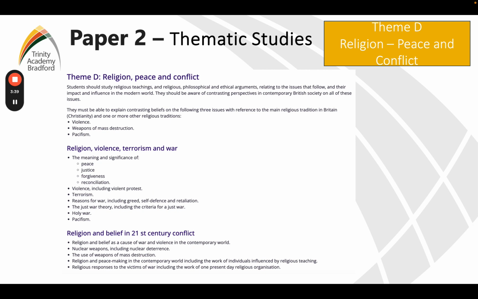Theme D is religion, peace and conflict. So this is looking at the meaning and significance of things like peace, justice, violence, terrorism, the reasons for war, the idea of the just war theory, and then looking at religion and beliefs in the 21st century. So looking at things like how religion may have caused certain conflicts across the world, looking at the use of weapons of mass destruction, and looking at how people deal with conflict.